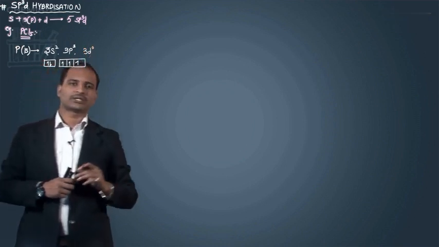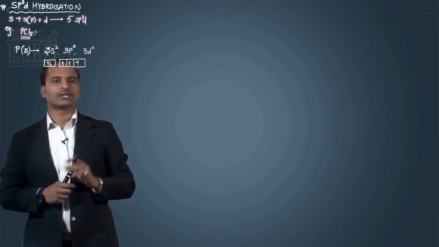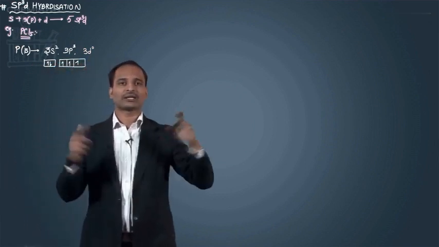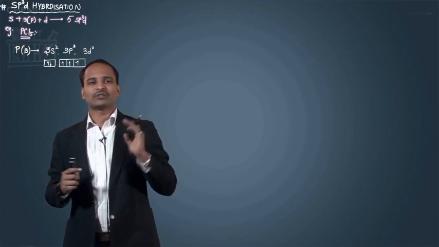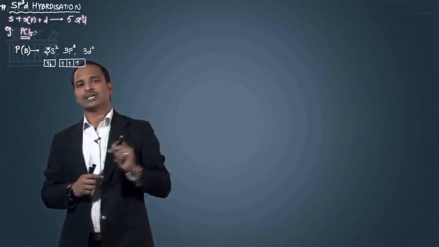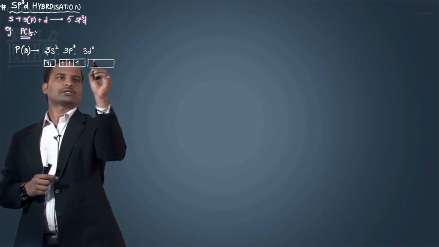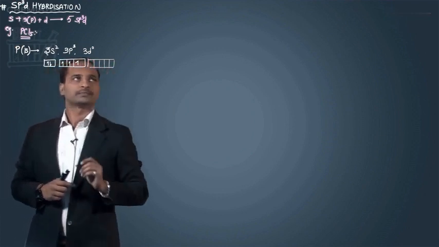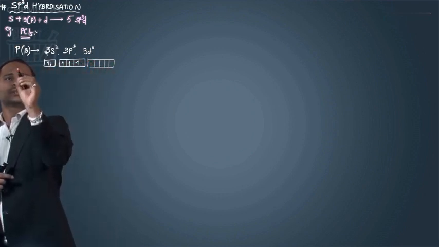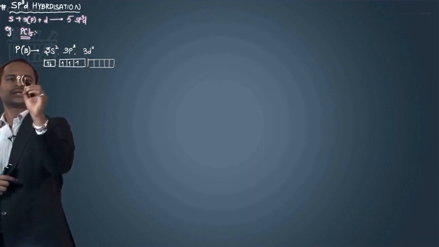After 3p generally 4s comes, but during excitation the electron cannot create a new shell. So it will jump to a higher energy level of the same shell only. That means it will jump to 3d, which has 5 orbitals: 1, 2, 3, 4, 5. Now phosphorus is in the excited state.